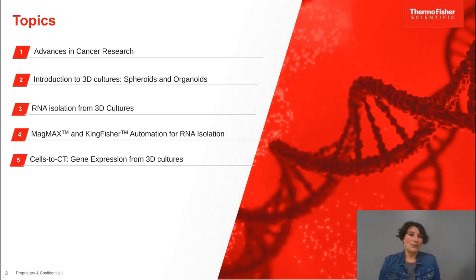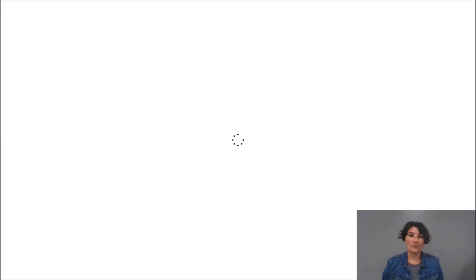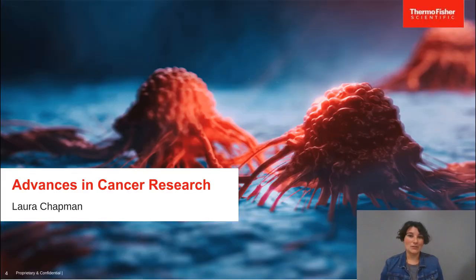This is a brief overview of our agenda for today. We'll give an introduction into cancer research, and then an introduction to organoids and spheroids, and then we'll move into some of the data that we've generated here for RNA isolation from those 3D cell cultures using standard spin columns or TRIzol, as well as some of our higher throughput options using the KingFisher Flex, the Duo, and also a lysate-based method with Cells-to-CT. So again, thanks for joining us.